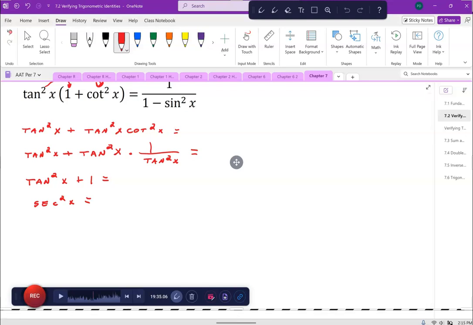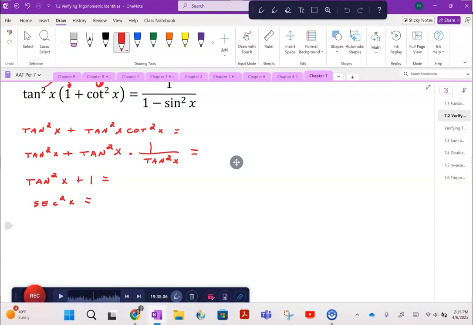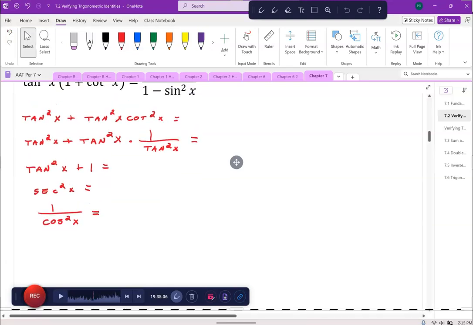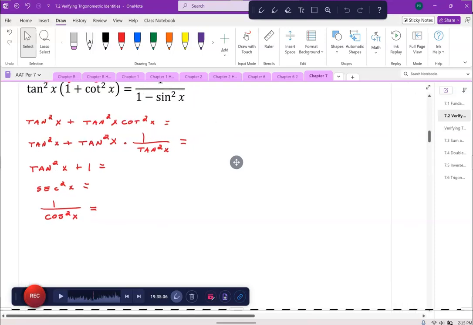And I'm getting closer, but I'm still not there yet. What if I do a reciprocal identity, 1 over cosine squared equals, oh, I think I got it, because now I can use a Pythagorean and manipulate it a little bit, 1 over 1 minus sine squared.